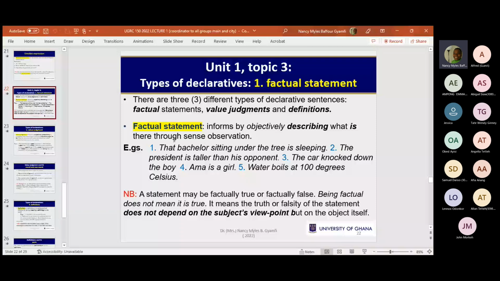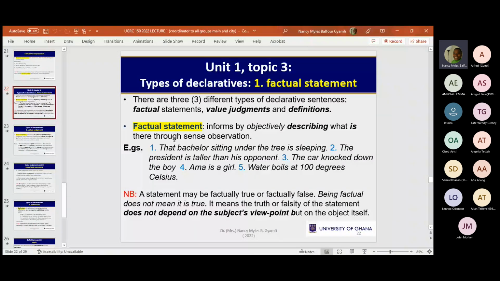That's the factual statement. It's a type of statement. It's a type of declarative. There are other types of declarative. They all are saying something that is either true or false. But how you establish their actual truth or falsity is what we are dealing with. So factual statements have objective truth. They describe what is out there.